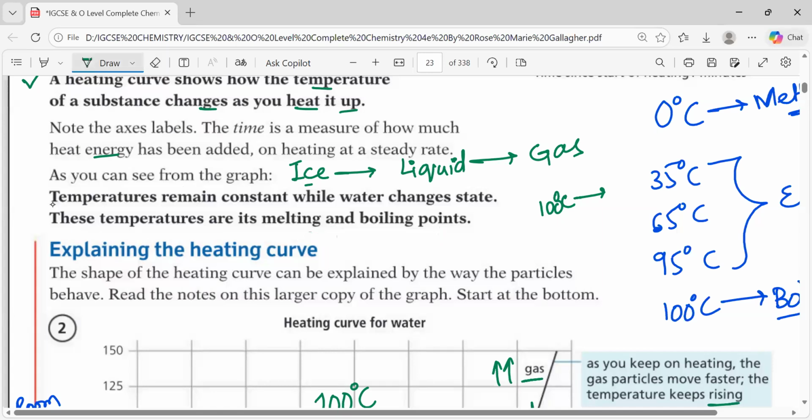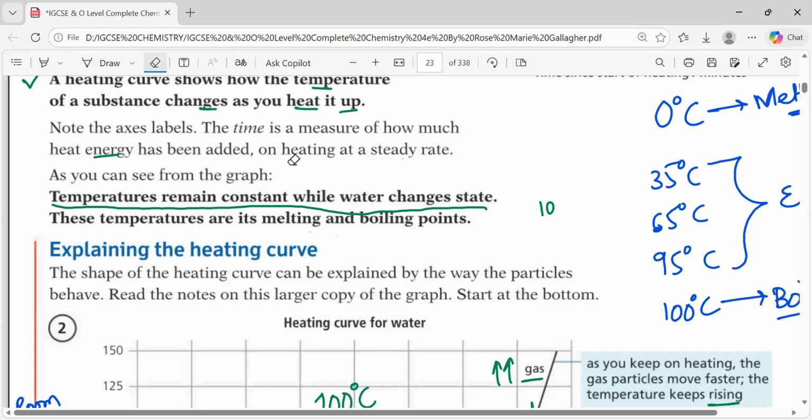What is this? Temperature remains constant while water changes the state. What are they saying? Think about it. Like at 0 degrees, it remains constant. Exactly. Because at 0 degrees, what is happening? The ice is converting into liquid, right? So this temperature is a constant temperature. 0 degrees is a constant temperature.